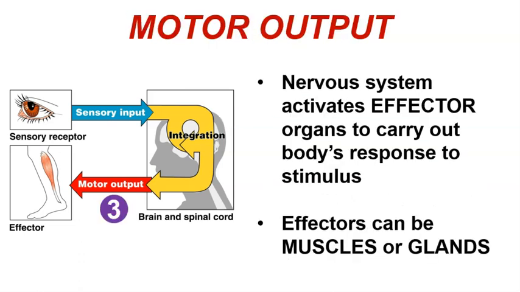And finally, we have motor output, which is the third function of the nervous system. And this is where the nervous system will activate structures called effector organs that will carry out the body's response to that particular stimulus. Effector organs could be muscles or they could be glands, and these muscles or glands will change what the body is doing in response to that particular stimulus.